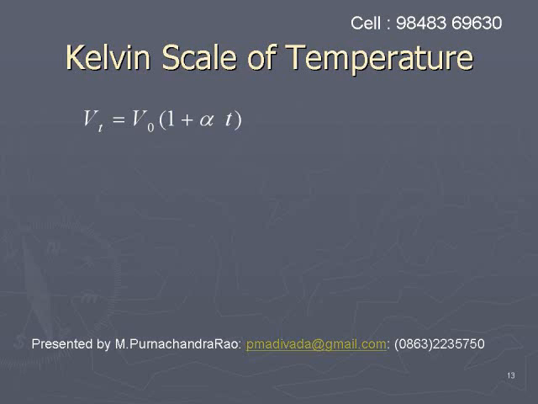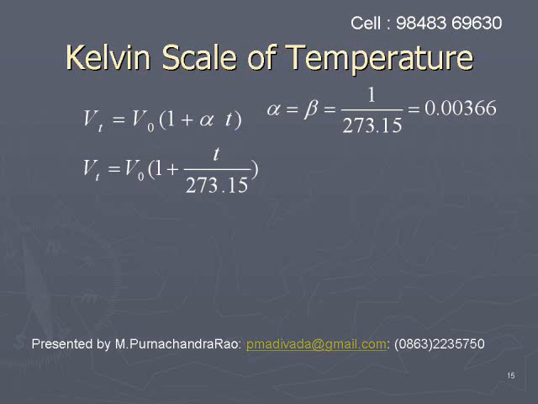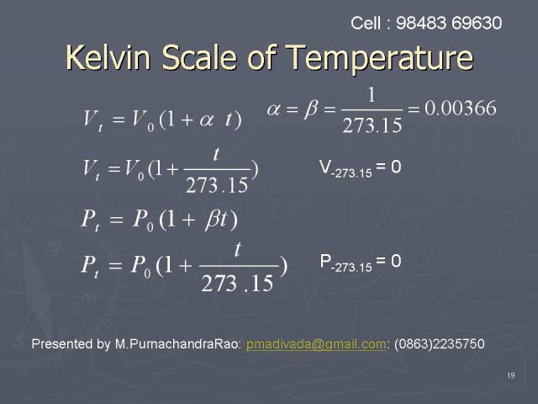We have Vt equals V0 into (1 plus alpha t), where alpha is 1 by 273.15. Hence, by substituting this value, we get V at minus 273.15 equal to 0. Similarly, Pt equals P0 into (1 plus beta t). By substituting the value of beta, which is 1 by 273.15, we get Pt equals P0 into (1 plus t by 273.15). By substituting t equal to minus 273.15, we get Pt equal to 0. That is, pressure at minus 273.15 is equal to 0.